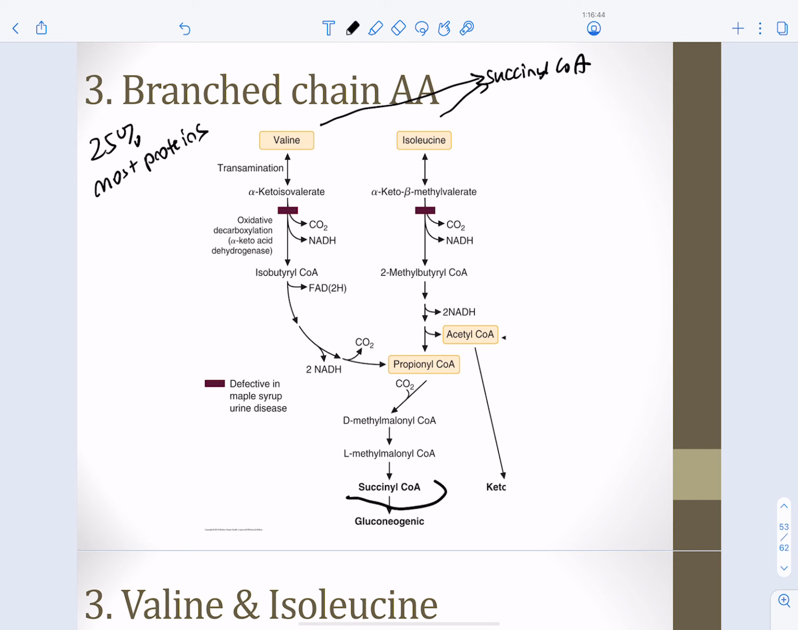So that's down here, succinyl-CoA. The two major functions of valine and isoleucine are going to be for energy generation, and the other is to replenish TCA cycle intermediates.